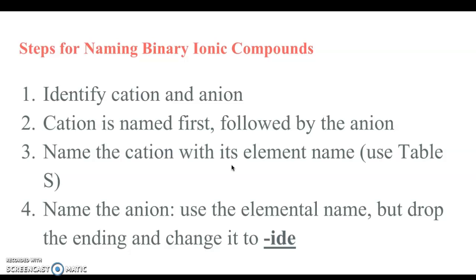You can use table S to look up the chemical name, or if you've memorized your elements, you'll already know it. And then you name the anion also using the elemental name, but you drop the ending and add IDE to the ending. This IDE ending is just indicating that you are using an element bonded with something else. Again, pause the video if you need time to type down these steps.